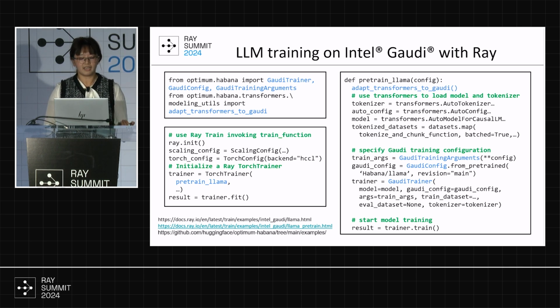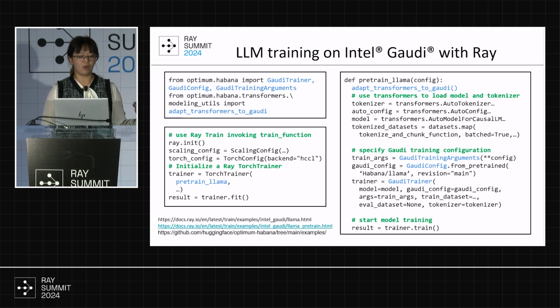And secondly, you need to specify the training arguments and a Gaudi configuration. You can also use the default options, but this configuration will help you control more of your cluster and your model. And then use the GaudiTrainer to train the Llama model.